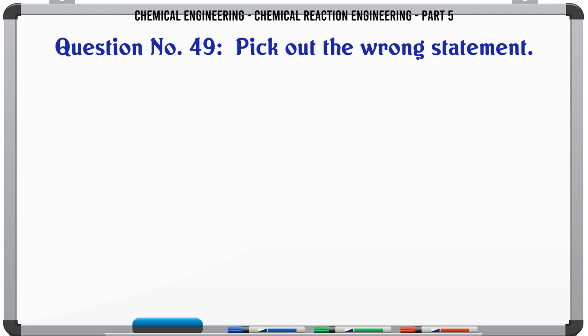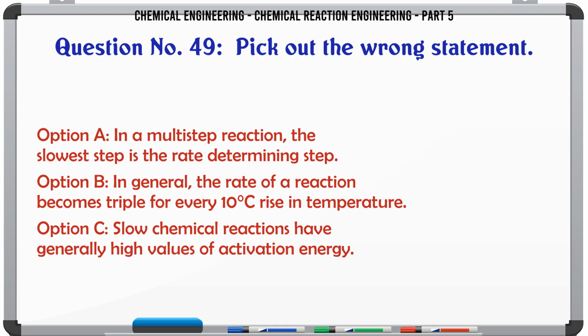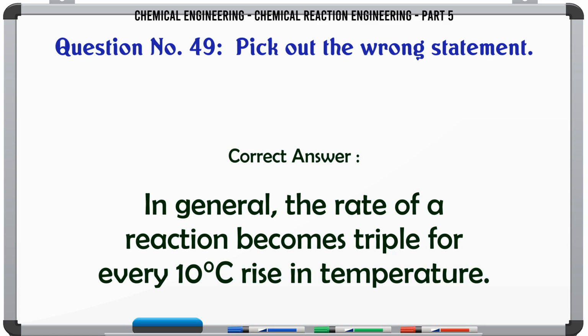Pick out the wrong statement. A. In a multi-step reaction, the slowest step is the rate-determining step. B. In general, the rate of a reaction becomes triple for every 10°C rise in temperature. C. Slow chemical reactions have generally high values of activation energy. D. Molecularity of a reaction cannot be zero, but the order of a reaction can be zero. The correct answer is in general, the rate of a reaction becomes triple for every 10°C rise in temperature.